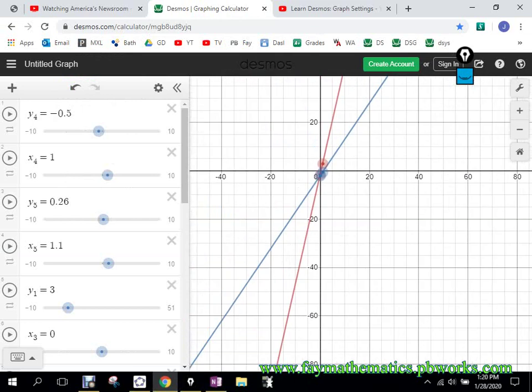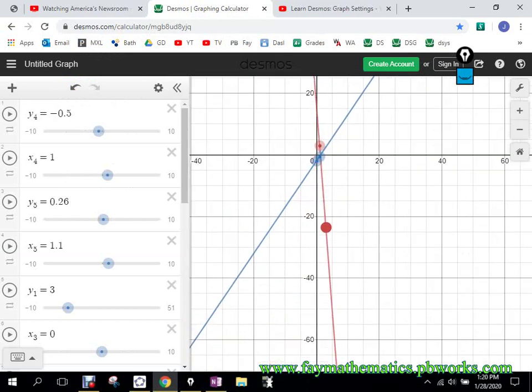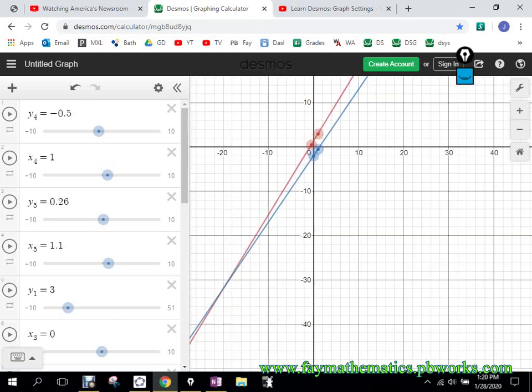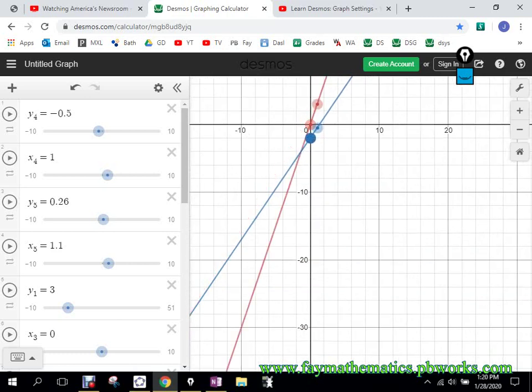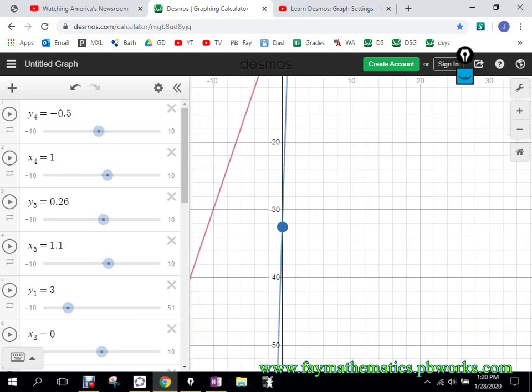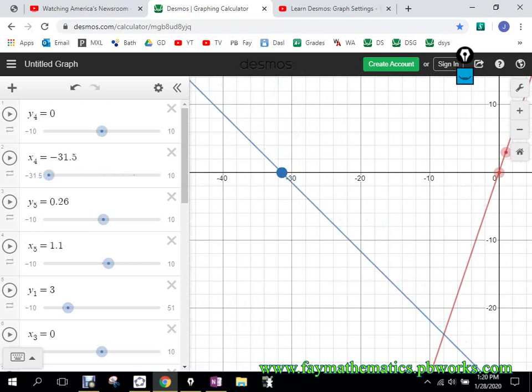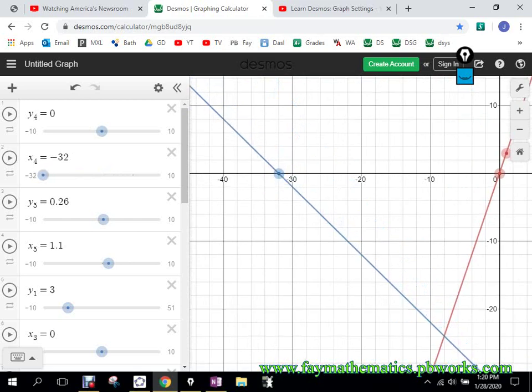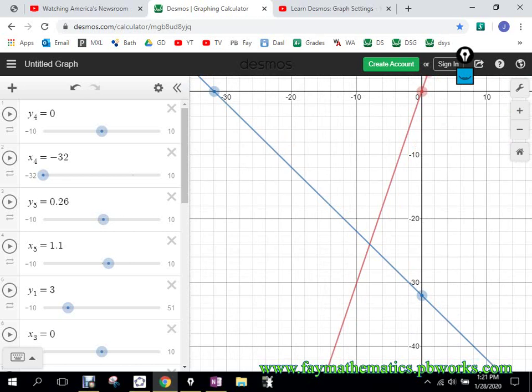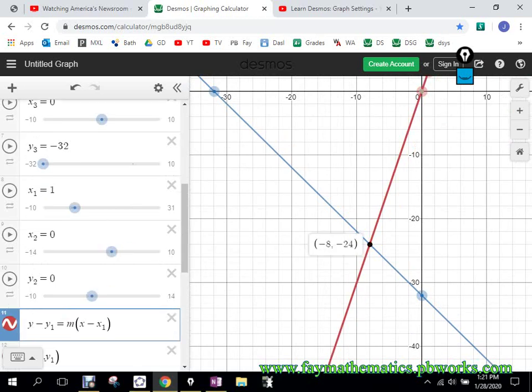It's kind of a pain to find it, but that's not the one I wanted to move. So (0, negative 32) would be that point right there. And the other one was (negative 32, 0). So that's using the y-intercept and x-intercepts to graph the blue line. Find their intersection, (negative 8, negative 24). There's the answer that we should end up showing through the algebra. Does that make sense?